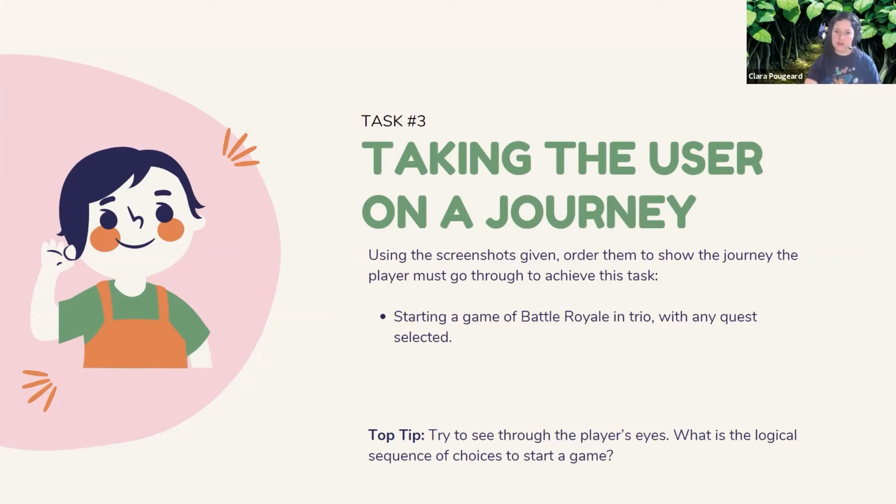So really try to see from the player's eyes, really try to understand what would be the easier way for people to go through. There can be many answers to that. Obviously, I'm going to show you the one Fortnite chose, but there are many ways for developers to bring players to do a certain task. But I want to know what you think. So yeah, go on my row. You can use a post-it. You can write the order you think the sequence is going to go. And I'll give you maybe a couple of minutes for that.